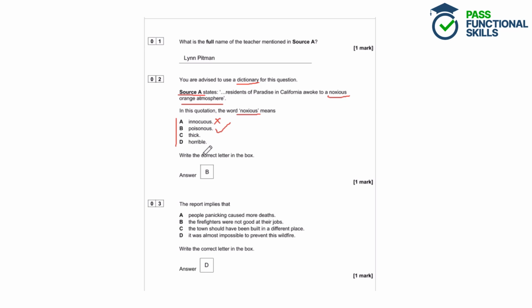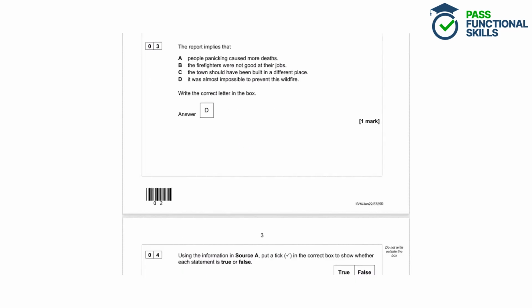C, thick, well that means broad, heavy or dense. So that is incorrect. And finally, horrible. Horrible means unpleasant, shocking or dreadful. But it's not the correct answer. And the reason for this is that poisonous is a closer fit because it's specifically referring to causing harm to somebody's health, whereas horrible doesn't indicate health at all. So the correct answer for this question is B, poisonous.